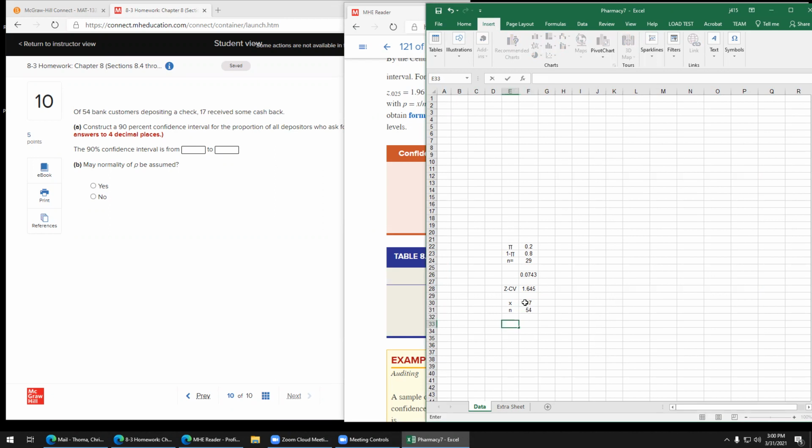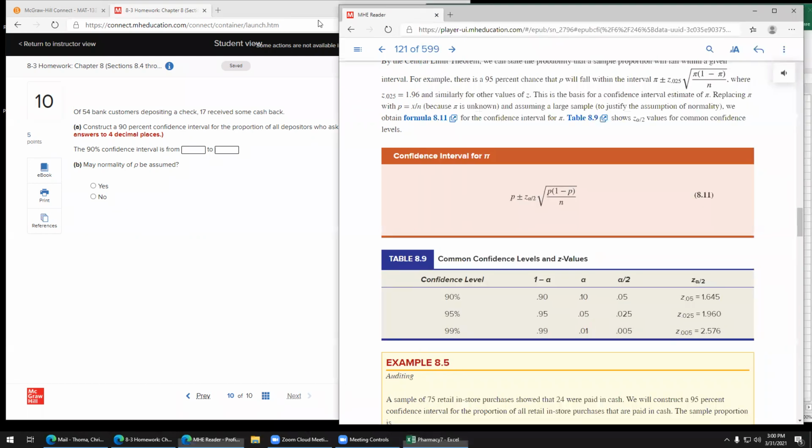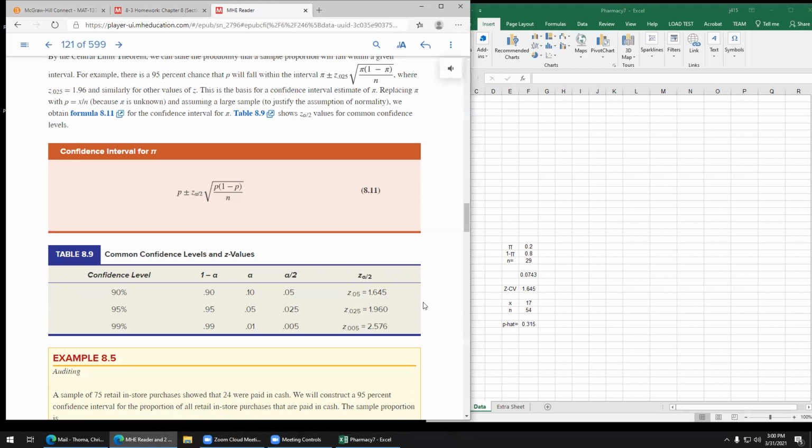So define my P hat or sample proportion, right? I always like to call it P hat, that's what most statistics books call it. Put my equal sign in. X divided by N. So it's 0.315. So I can move this over here for just a minute. And so we're going to take our P, times it by 1.645, and then do our standard error formula, which we just did a minute ago. And then when we subtract, that's our lower, we add, that is our upper.